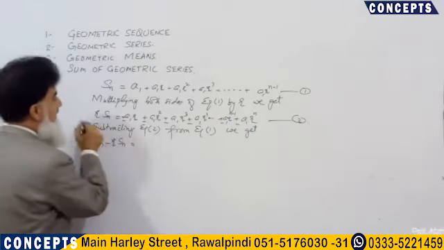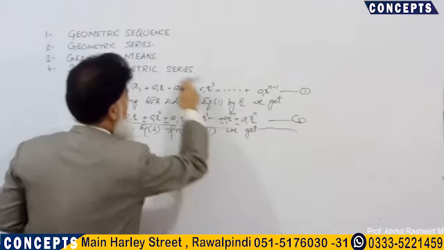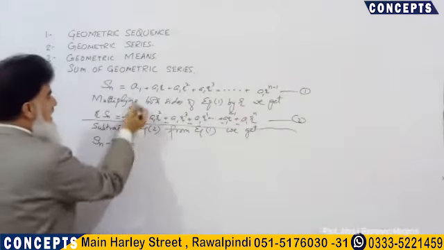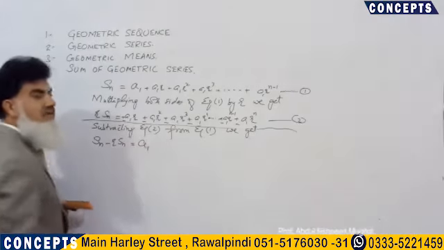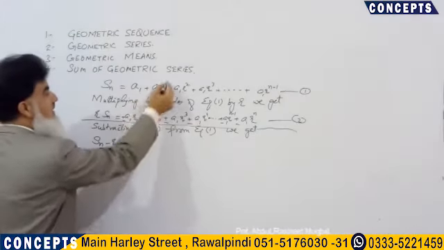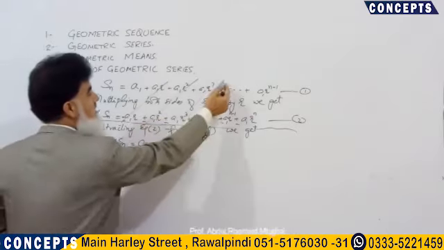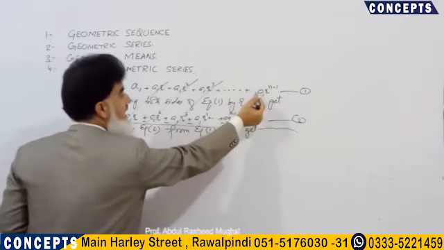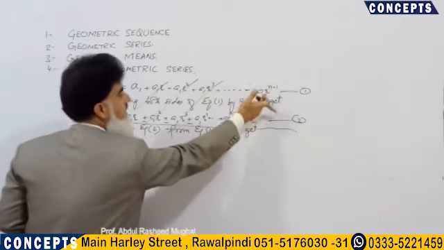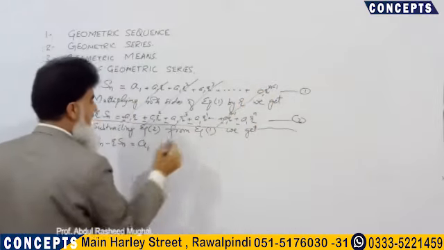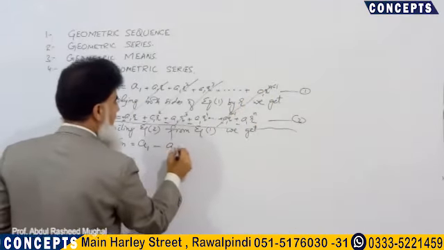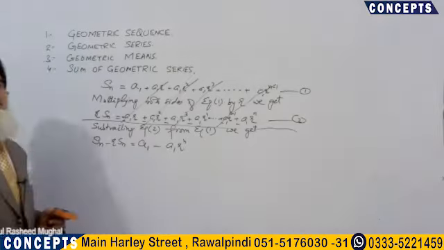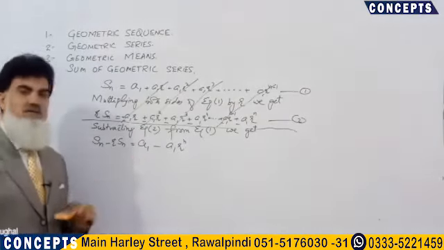Now, if you consider these two expressions, you can see that the first term a1 will be written here, and these terms will be cancelled. The second last term from here and the last term of this will be cancelled, and you are left with these two terms. On the right hand side, a1 minus a1 r to the power n.